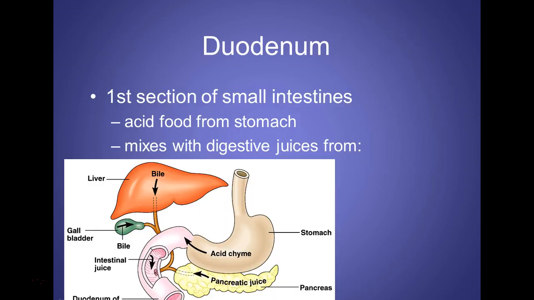Duodenum is the first section. Acid food from the stomach mixes with digestive juices from the pancreas, liver, and the gallbladder. You can take a look here. We have our acid chyme. Our bile comes in. Pancreatic juices come in. Remember, they're lowering the pH because you don't want it to be too acidic in here. It will damage the small intestine. You can see everything kind of enters right in here.